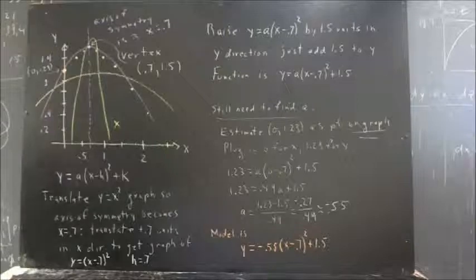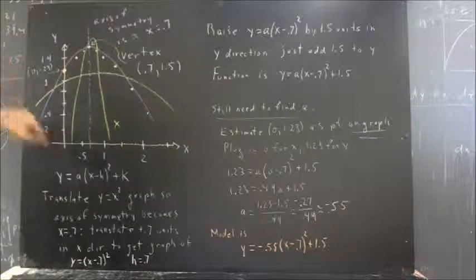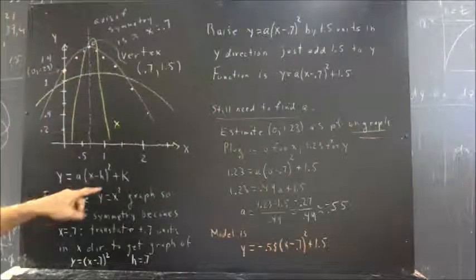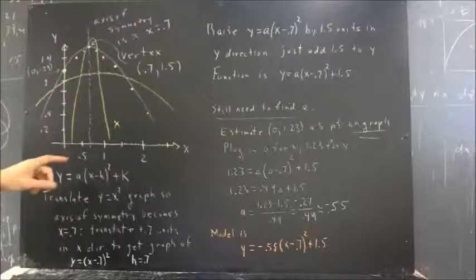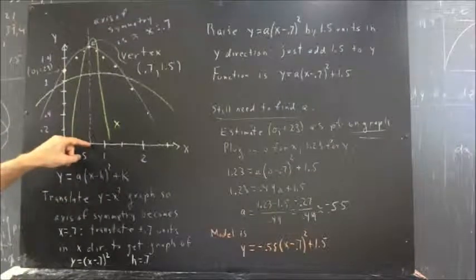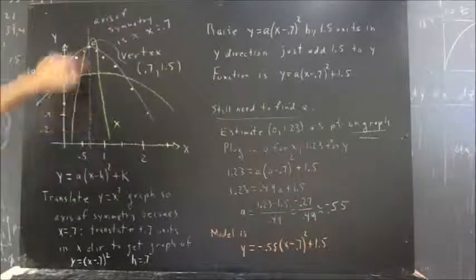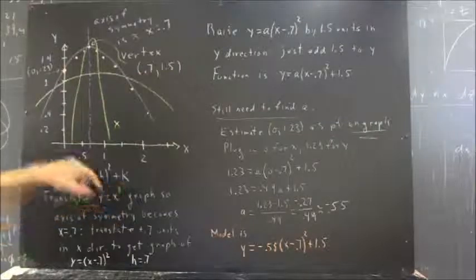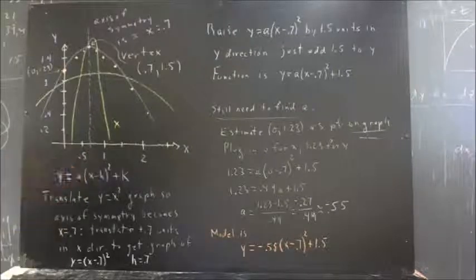Okay, so what do we do? Well, our vertex gives us the coordinates of our h and k. That's because, remember, that this represents what we get if we start with the y equals x squared parabola, shifted h units in the x direction and k units in the y direction. Well, if I shift h units in the x direction, the vertex, which was here, will go over to here, and then if I shift k units in the y direction, it'll come up here. Okay, that's a shift of 1.5 in the y direction, so k is 1.5, and it's a shift of 0.7 in the x direction, so h is 0.7.